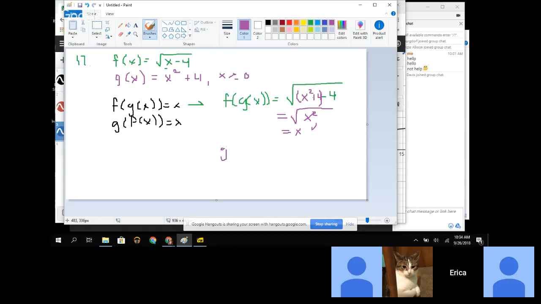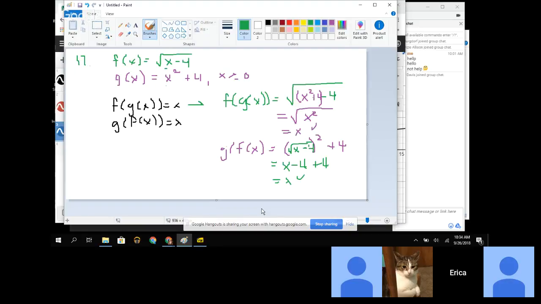And then I have g of f of x. G of f of x means that I have x squared plus 4, and for my x, I'm putting in the square root of x minus 4. So the square root of x minus 4, squared, is just x minus 4, plus 4, and that equals x. So again, I can prove that they're inverse functions.